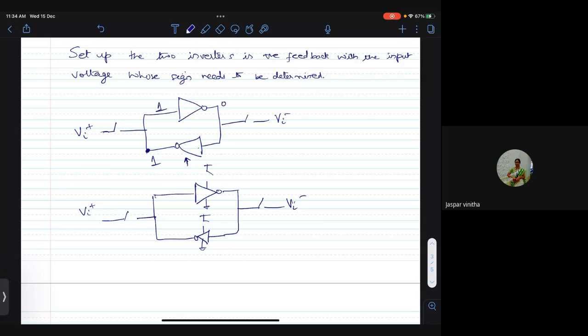This seems better than what was done above, because now the input doesn't have to overpower the positive feedback. Okay, so this is something better. But is it still okay? Not quite. What are the problems with this?